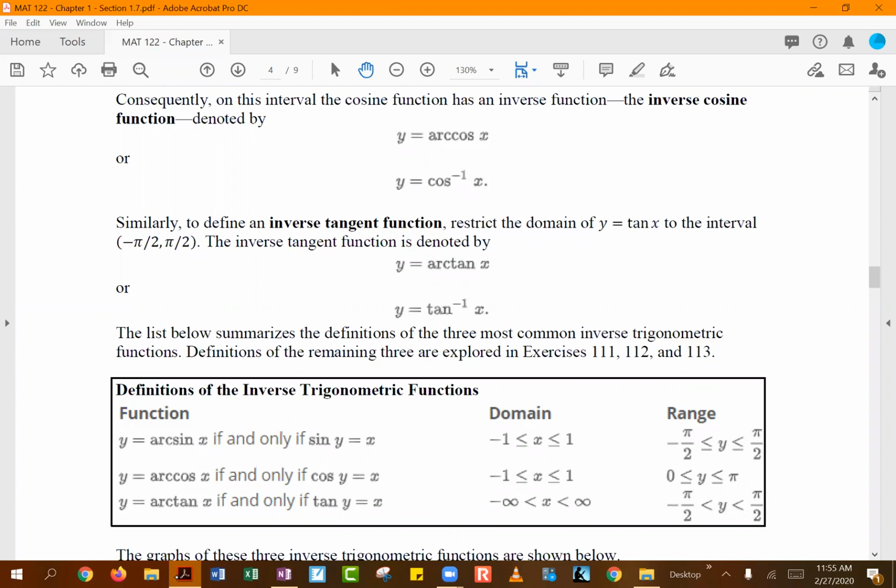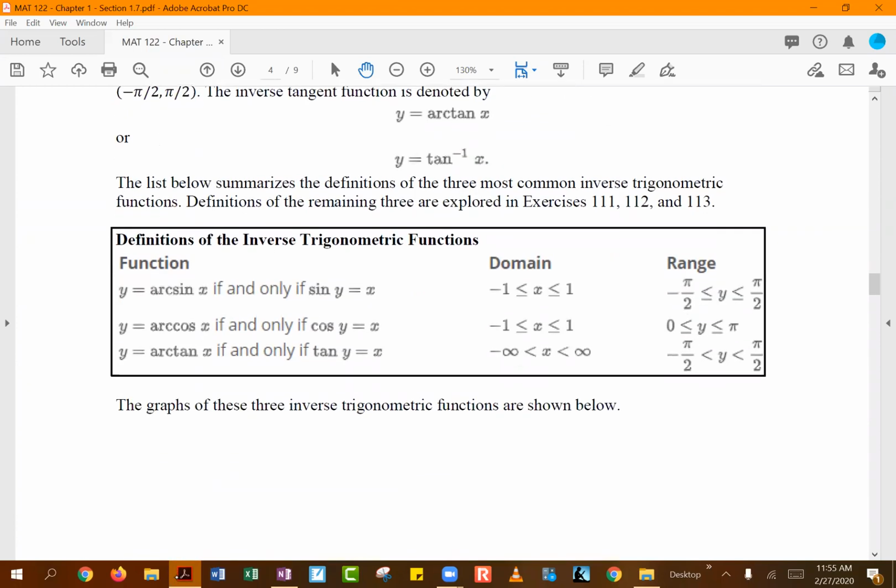And then of course you've got your arctangent or tangent inverse notation, and all of these will follow that same relationship like we looked at with our sine function. So if you have y equals arc cosine of x, that would be the same thing as cosine of y equals x, and same thing, y equals arctangent of x would be tangent of y equals x.